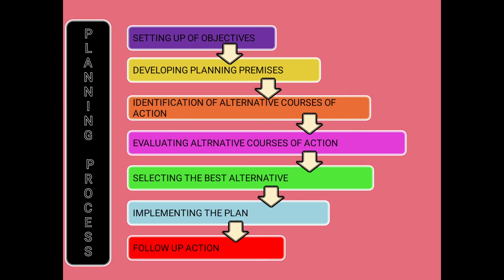Mainly, there are 7 steps in planning process. They are setting up of objectives, developing planning premises, identification of alternative courses of action, evaluating alternative courses of action, selecting the best alternative, implementing the plan, and the last one is follow up action. All these steps should go in order. Let us learn in detail.